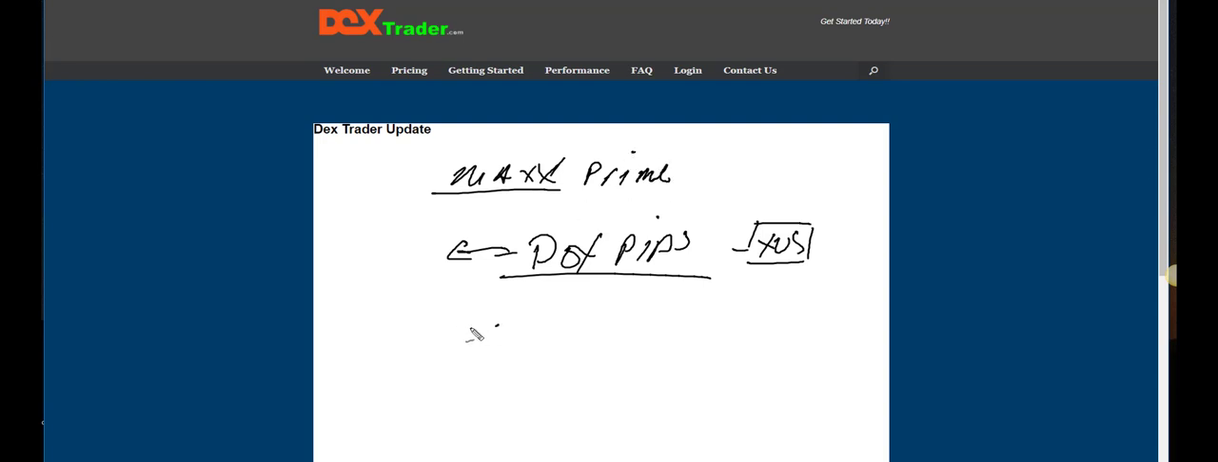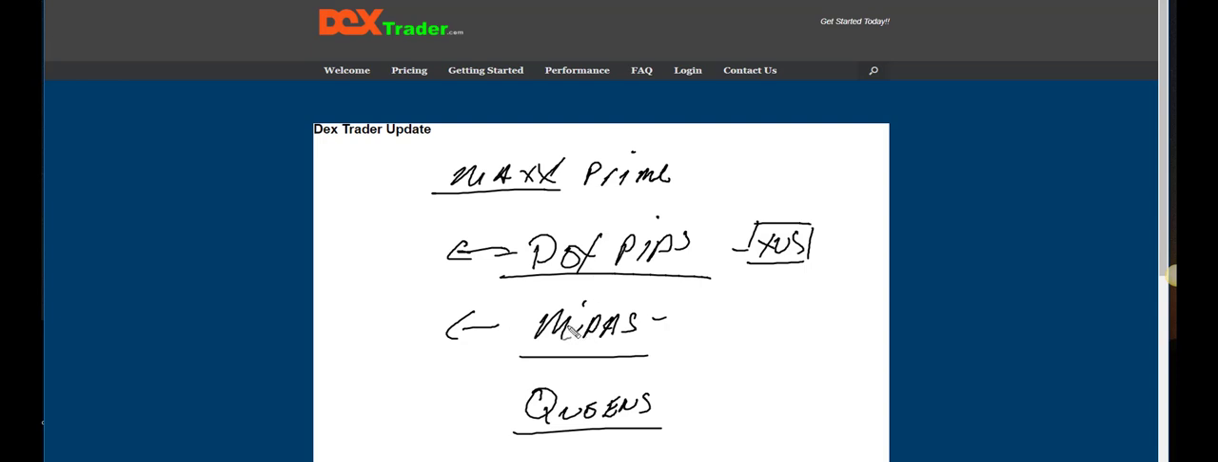Okay? Now, there's also going to be the Midas, and they use a different mentality here for trading, but it's all through the same process. There's the Midas way to do it, okay? And then the Queen's way. I know, each one has its own little cute nickname, right? Dex Pips, Dex Midas, and Dex Queens, right?